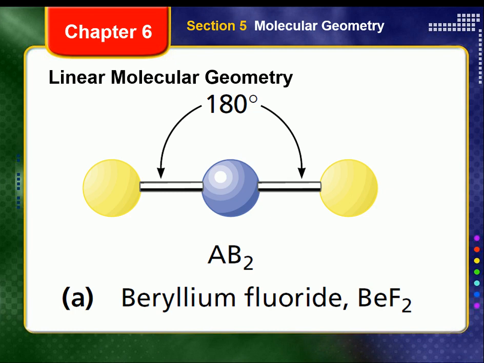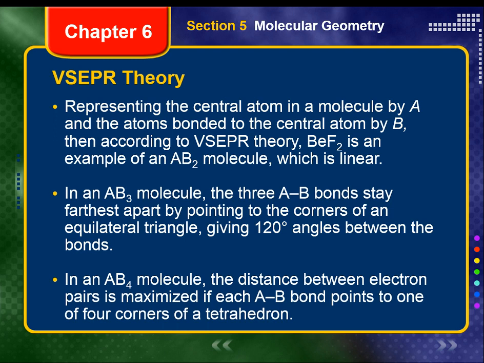As is shown on the screen now, or in figure A on page 184 of your text, a linear molecule has a bond angle of 180 degrees. If we represent the central atom in a molecule by the letter A, and we represent the atoms bonded to the central atom by the letter B, then according to VSEPR theory, BeF2 is an example of an AB2 molecule, which is linear.